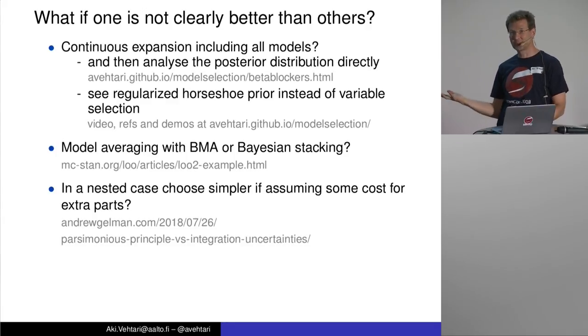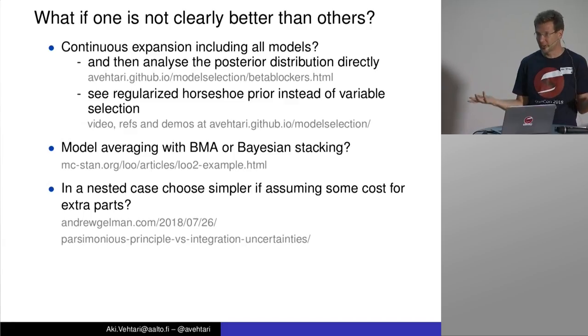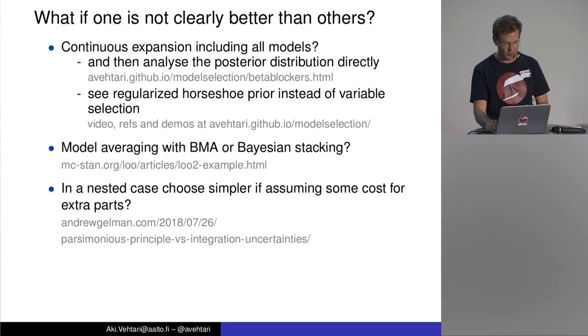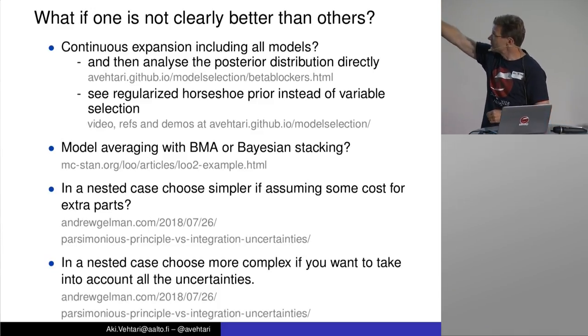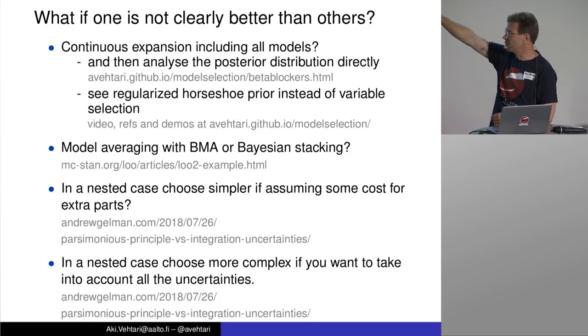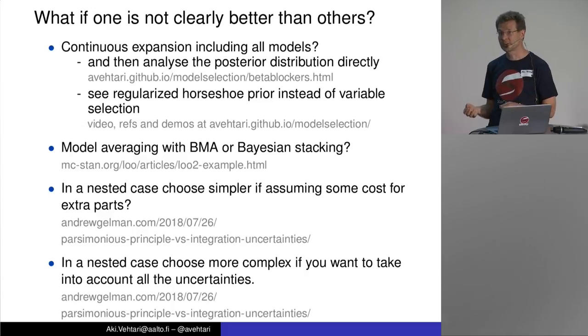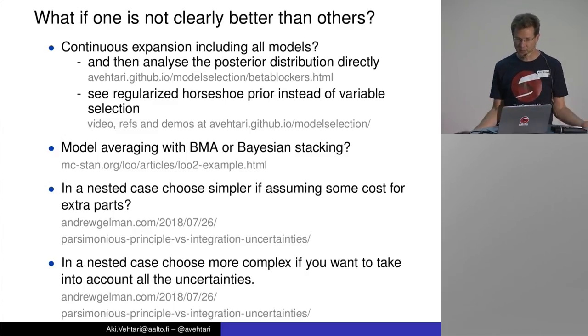In a nested case, the simpler model is included in the more complex model. You could choose the simpler model if you have some cost for making measurements in the future or explaining it to doctors. But unless you know you have some cost, it would be better to choose the more complex model, because it's a better presentation of your uncertainty. If you are uncertain whether you should include something, Bayes theory says to include it, compute the uncertainty for that, and integrate over that uncertainty when making predictions.